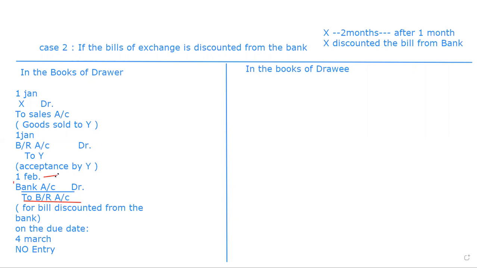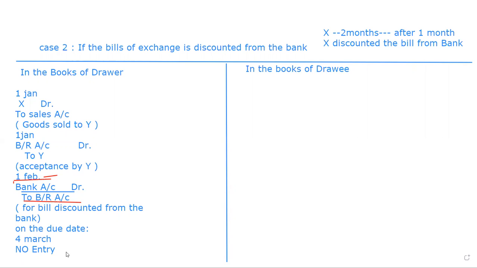You can see here, it's 1st February. On 1st February, the entry takes place, that is your bank account debit to BR. But always remember, there will be no entry in the books of drawer on the due date.